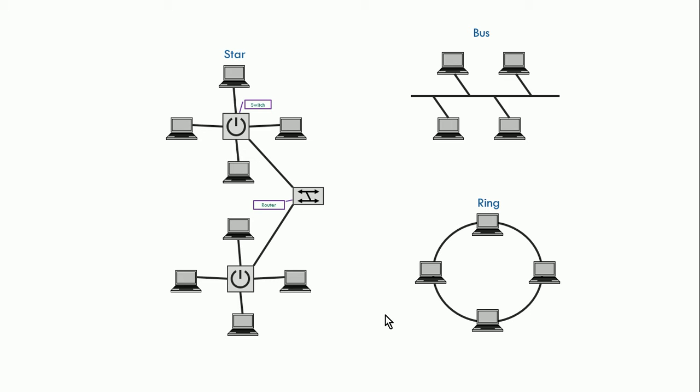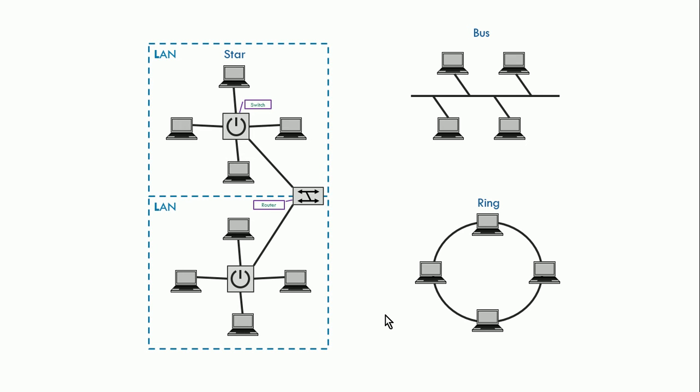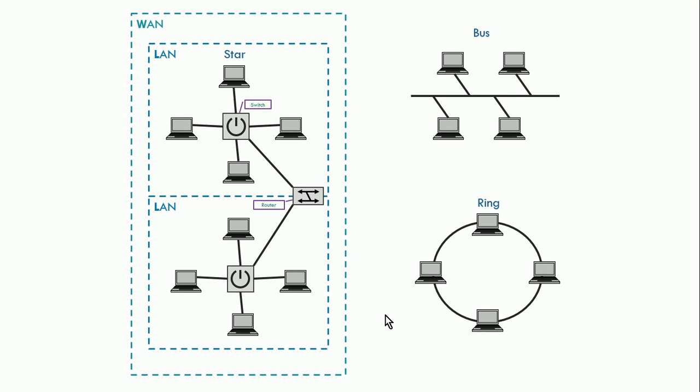We don't have that as much with a star topology. So that's one of the big reasons it's become so ubiquitous. Usually when you have multiple networks separated by a router, we call each one of those networks a LAN, or a local area network. And a collection of local area networks typically is a wide area network.